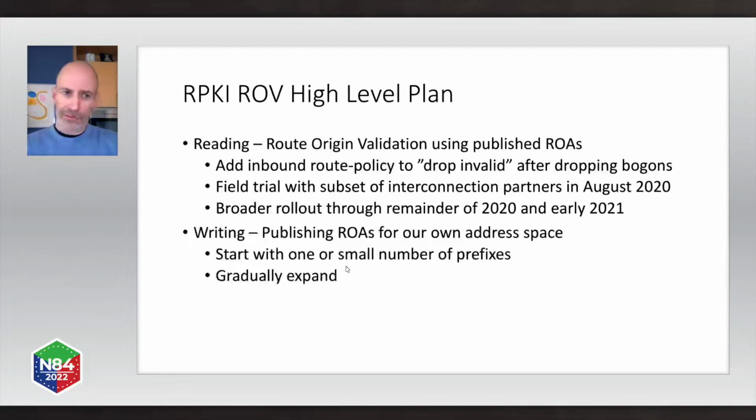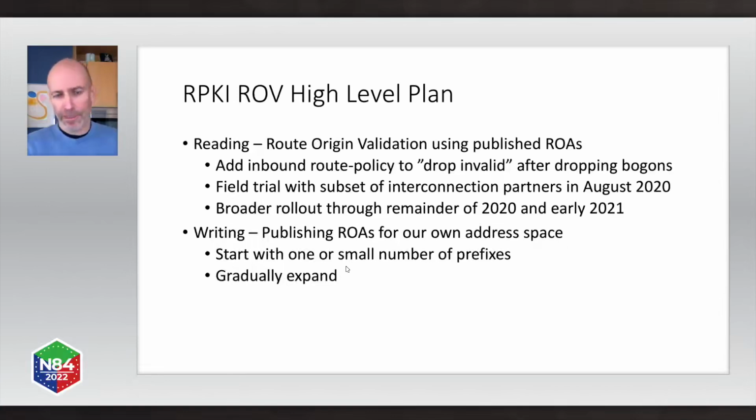Breaking it down a bit further, when we want to think about route origin validation, that's the high-level plan. Okay, we're going to do the reading using published ROAs, and what that means on the ground is add an inbound route policy to drop what we hear from BGP, external BGP neighbors.